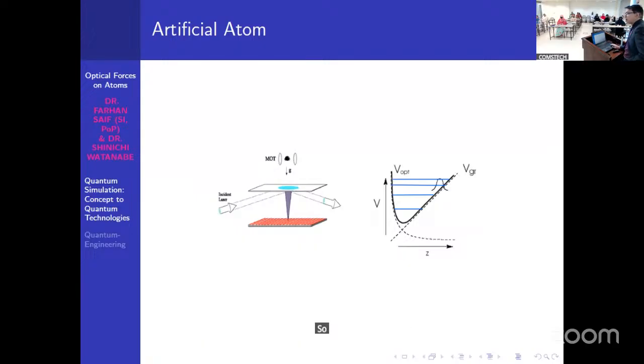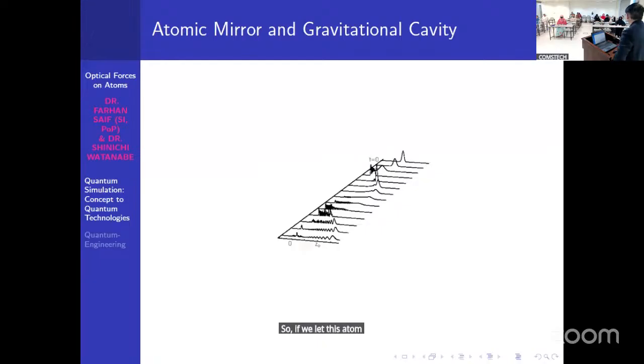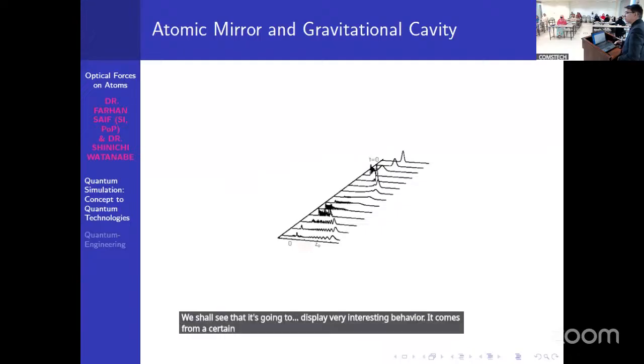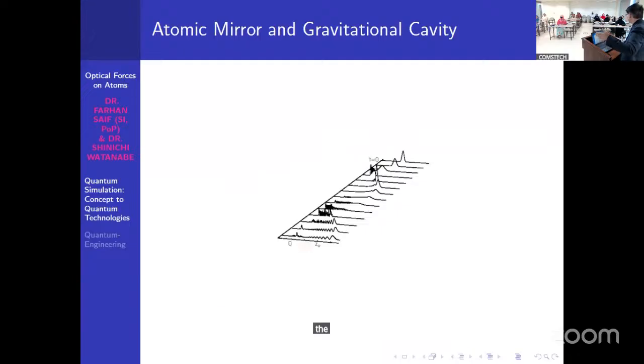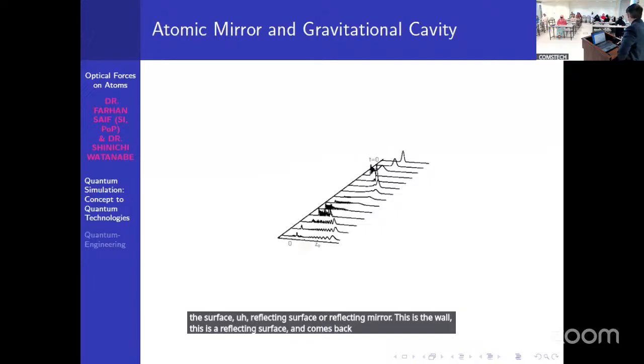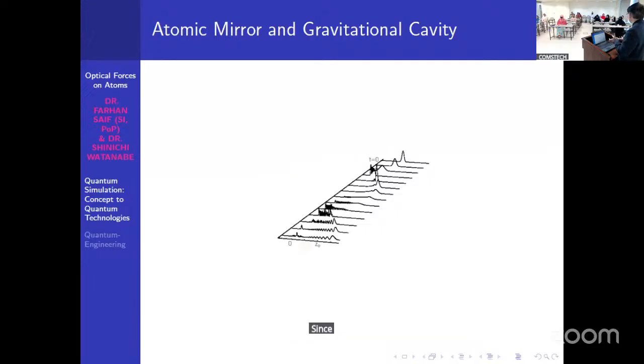So if we let this atom move in this cavity, which is a gravitational cavity, we shall see that it displays very interesting behavior. It comes from a certain height, meets the surface, the reflecting surface or reflecting mirror. This is the wall, this is the reflecting surface, and it bounces back. Since it is a wave, it interferes with itself and is now broadened, just like a wave. And then it goes again to the mirror and broadens further.